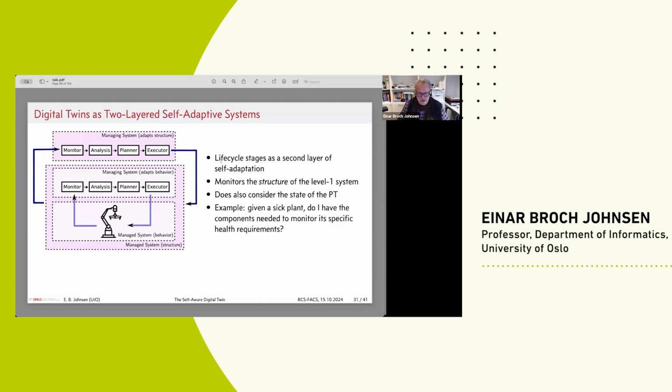So the life cycle stages are now a second layer of self-adaptation, and the monitors here are monitoring the structure of the first layer of the twin, but also monitoring the physical system. So we have a feed of data coming from the physical system into this level 2 self-adaptation layer, but also information about the configuration of the twin itself.